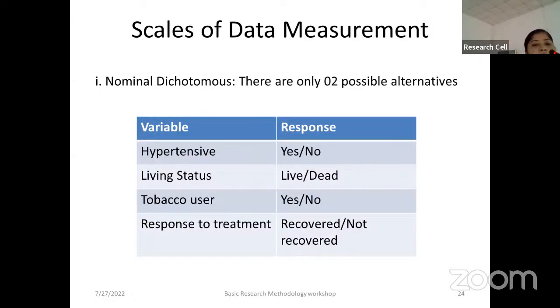Nominal can be nominal dichotomous, where there are only two possible alternatives. Like, is your participant hypertensive? Yes or no. Living status of your participant: alive or dead. Is your participant a tobacco user? Yes, no. Response to the treatment: has your participant recovered, not recovered? There are two possibilities. We can plan it the other way, but because we are giving the example of nominal dichotomous, we have planned it this way. This all depends on how the investigator wants to plan out the study.